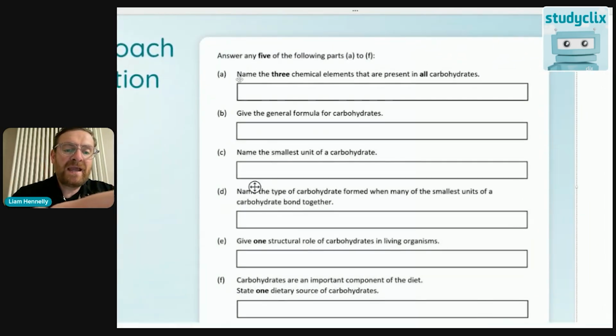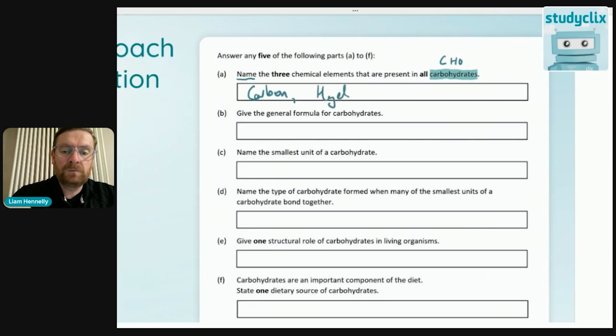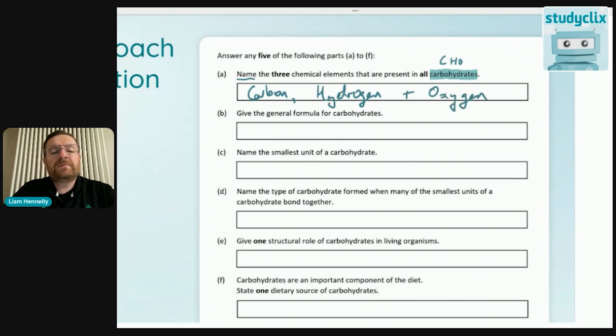It does say name, so I would be writing them down as opposed to just putting in the chemical element symbol. Carbohydrate literally means carbon, water. So it's carbon, hydrogen, and oxygen. And that's what you should write here in the answer. Carbon, hydrogen, and oxygen.